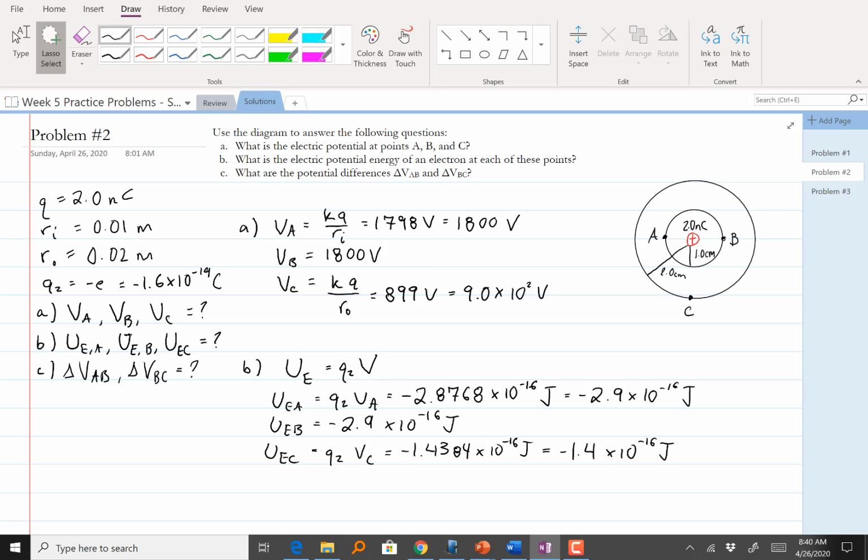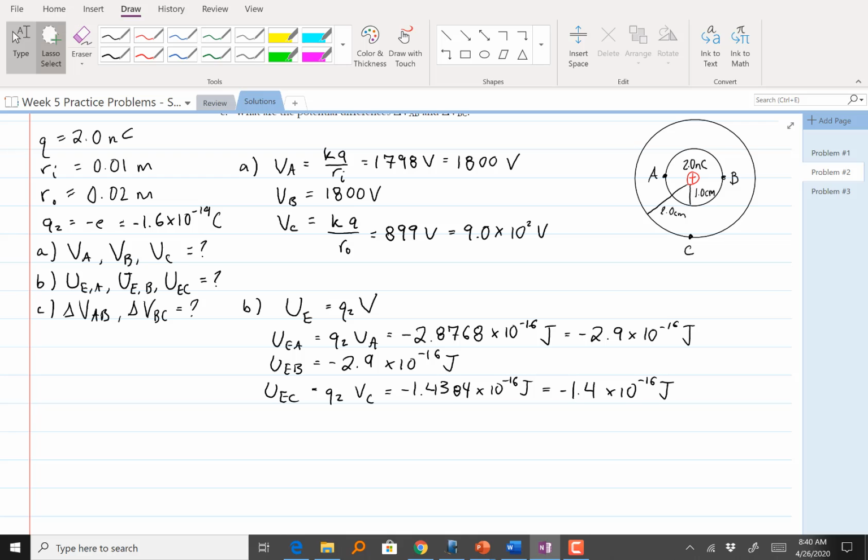All right, and I'm reading these values as a charge moving from point A to point B, and then from point B to point C. So that's giving us a sense of what my final and what my initial are going to be.